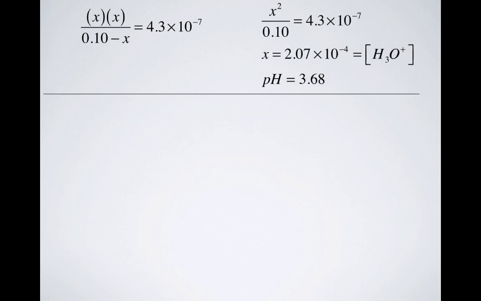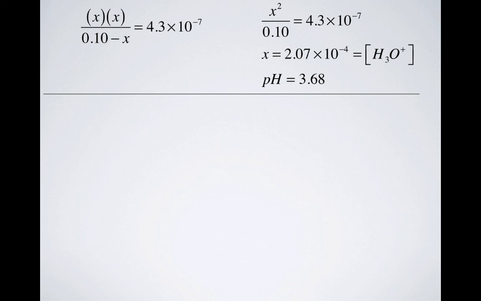We see that we have a very small value for the Ka, so we're going to ignore that x that we're subtracting from 0.1, and we get x squared over 0.1 is equal to 4.3 times 10 to the minus 7, and we get a value for x of 2.07 times 10 to the minus 4. If you check the value for x, you'd see it's much smaller than 0.1, and we were in fact justified in ignoring the x being subtracted in the denominator. So we now have a concentration of the hydronium ion, and we can find the pH from that. We get a pH of 3.68.